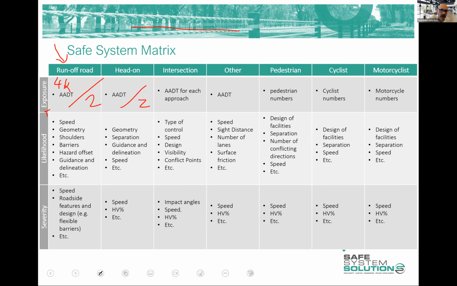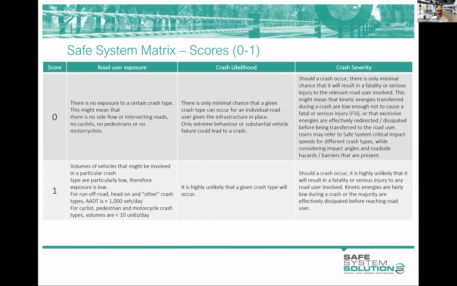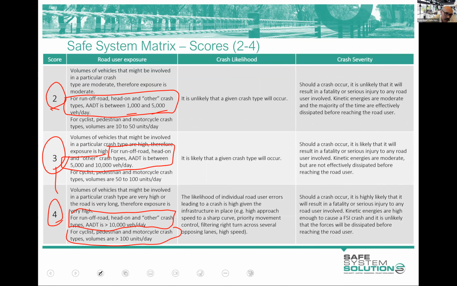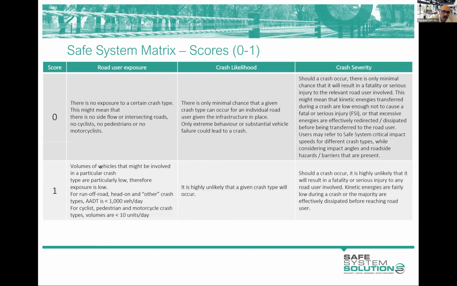We were just talking about run-off road and head-on, but all of a sudden we've got an intersection now. So we've got 4,000 vehicles on this bit, but now we've got this side road, and maybe it's got 2,000 vehicles coming out the side. What we do is we add: 4,000 plus 2,000 gives 6,000. Then we go to our scoring reference sheet, and 6,000 sits in that 3 category, because it's between 5 and 10,000. So this is where we might put a 3 in.